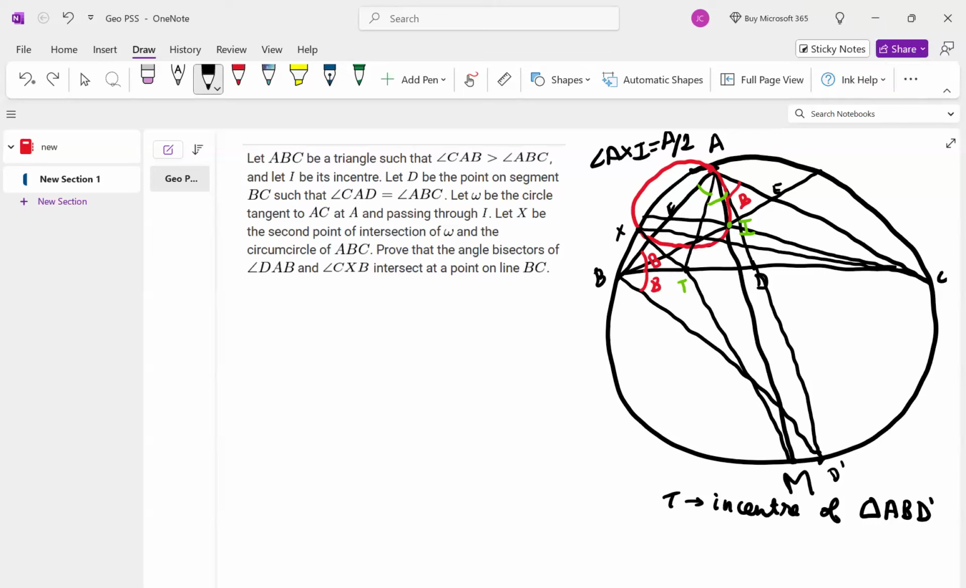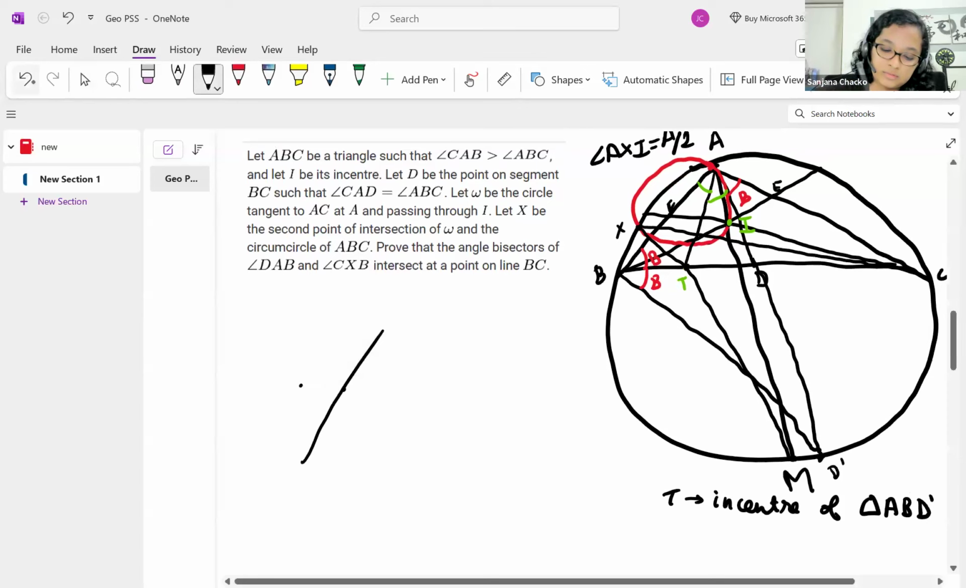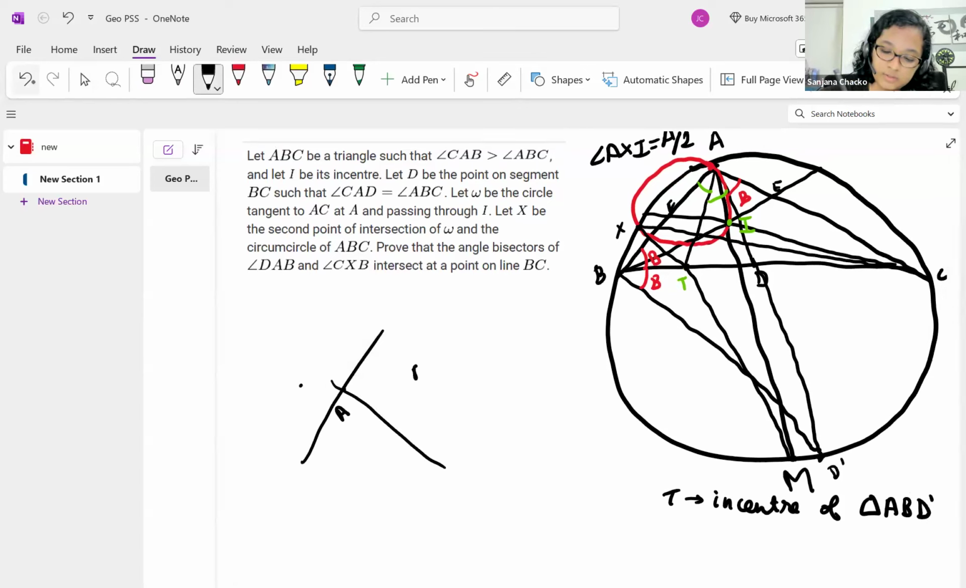How do you make a circle tangent to a certain line passing through a certain point? How do you construct that? Okay, so you want it passing through A and I and tangent to this line. So you'd want this to be perpendicular, and you could just take the perpendicular bisector of this, intersect it, and then you'd get the center. The center would have to lie on both these lines.